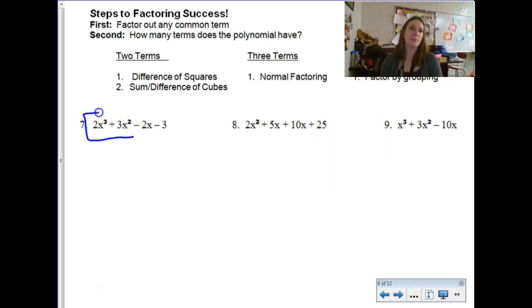Alright, so my first two terms here and my last two terms, we're going to be factoring them in groups. So this first group, I see a common, not much, just an x squared. And when I take out an x squared, I still have a 2x and a plus 3.